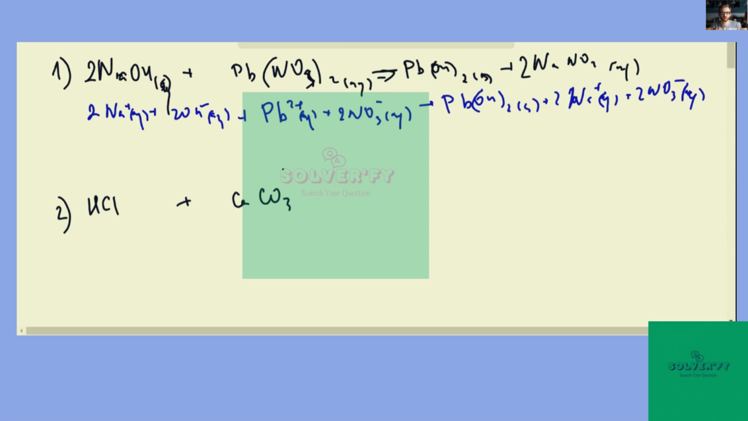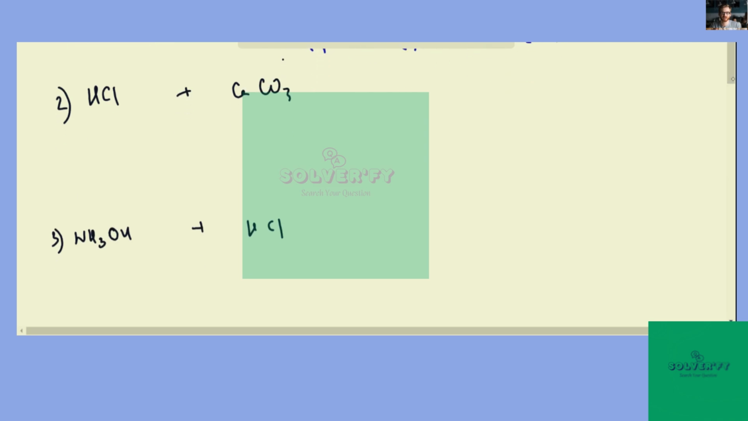And now we can write down the net ionic equation, which is the reaction between Pb2+ and 2OH-, which results in the formation of lead hydroxide, which is solid. So the first problem is done.